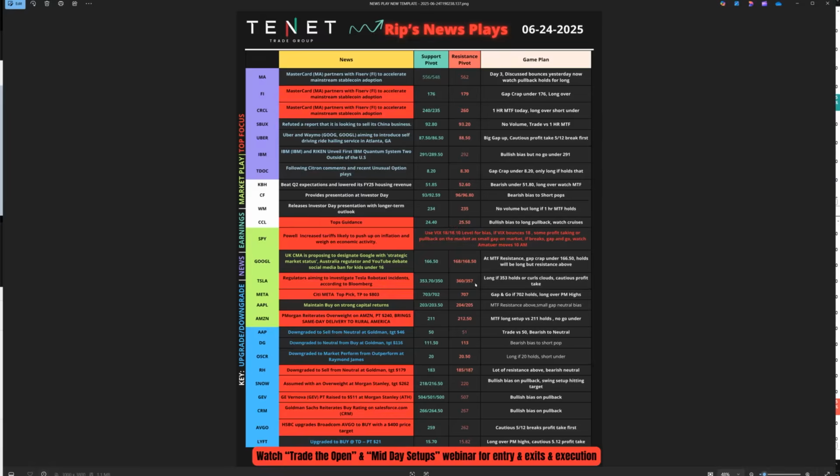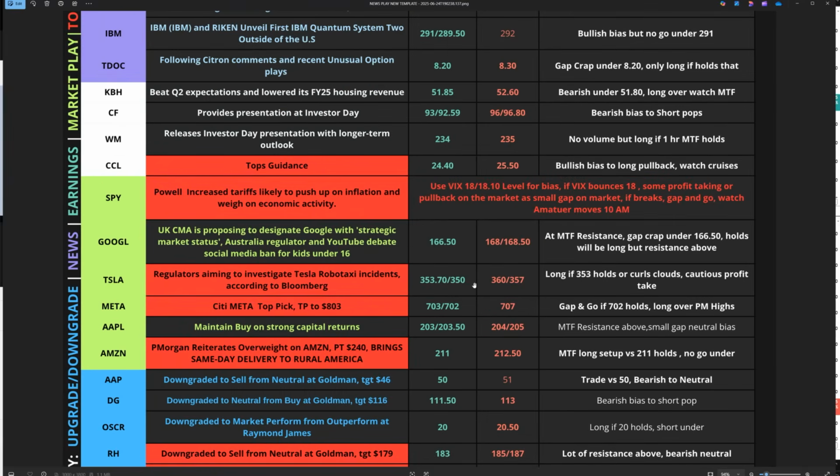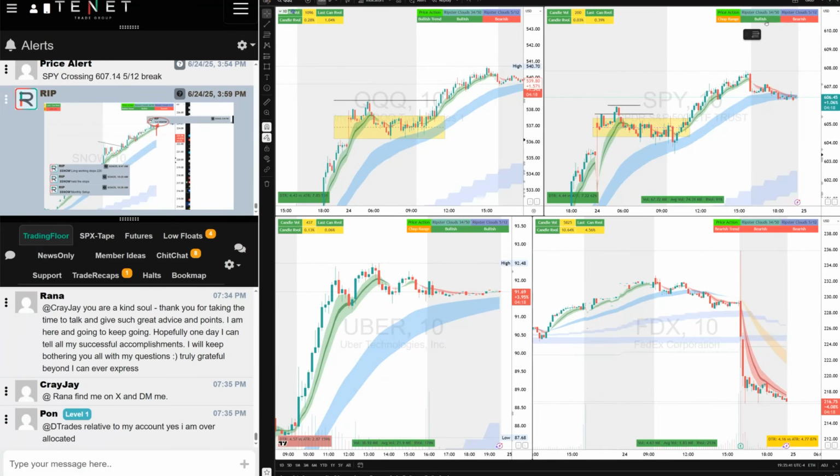Our plan on pre-market on SPY QQQ was simple. Use VIX 18 levels for bias. If VIX bounces at 18, there will be some profit taking. If VIX breaks 18, then we will gap and go. Watch the 10 a.m. move. The 10 a.m. move was very important today because the move really came after 10 a.m.